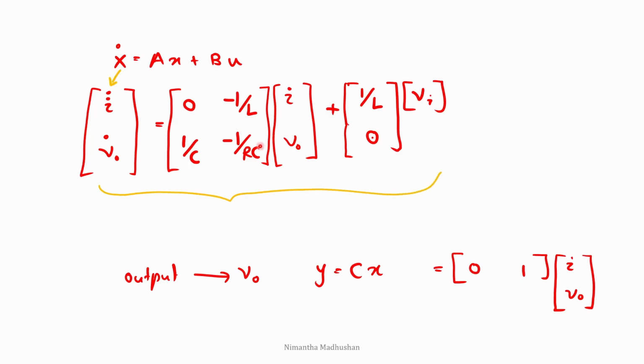This is the matrix A, this is matrix B, state vector and input vector, and this is the output equation representation.